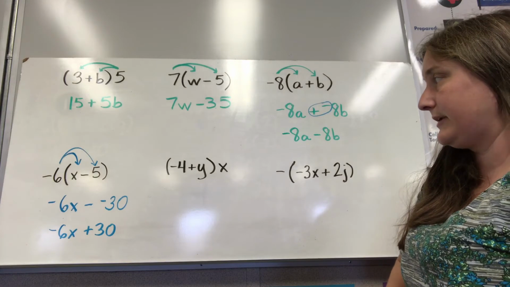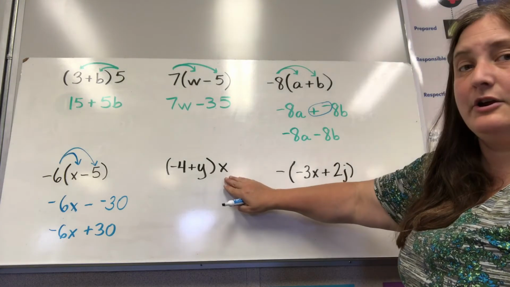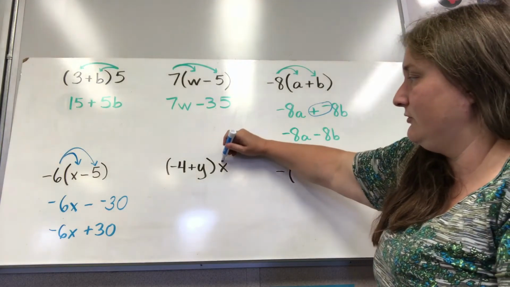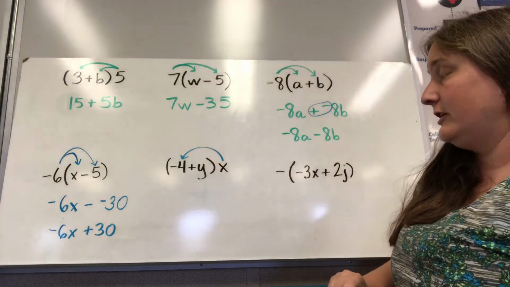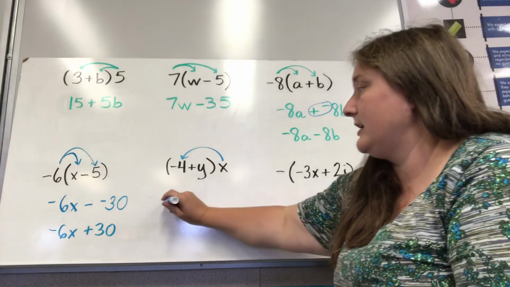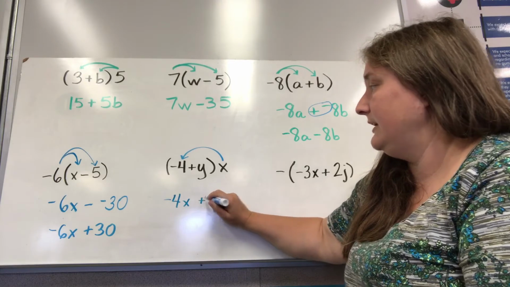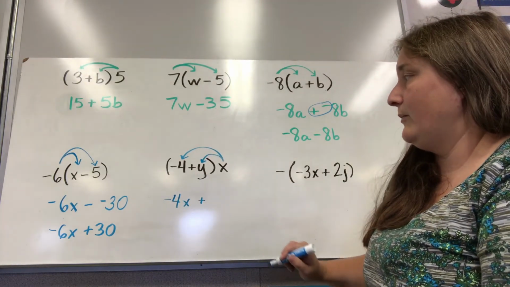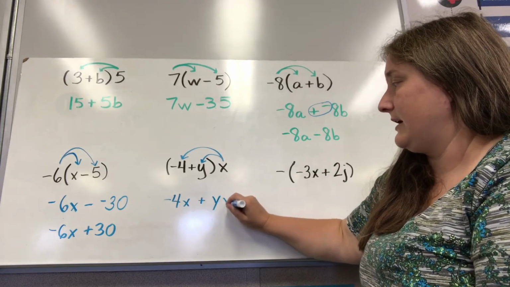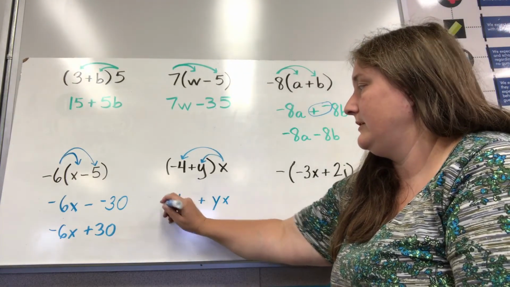This time I've got an x. My multiplier is here at the end of the parentheses, but I'm still going to do the same process. I'm going to multiply by the first number in my parentheses. Negative 4 times x would be negative 4x. Plus, because this is an addition problem, y times x would just be yx. This is my most simplified version here.